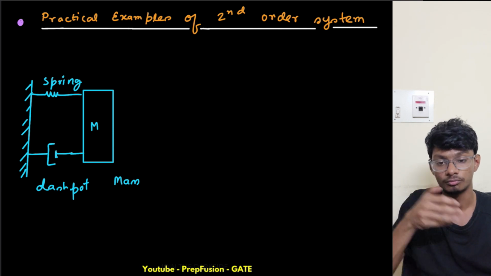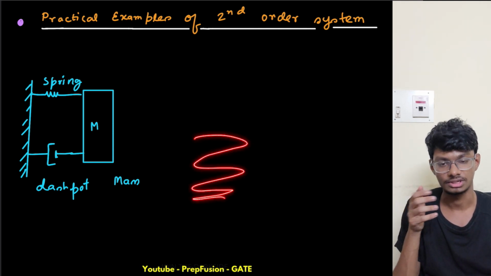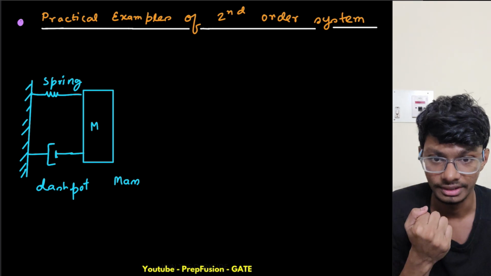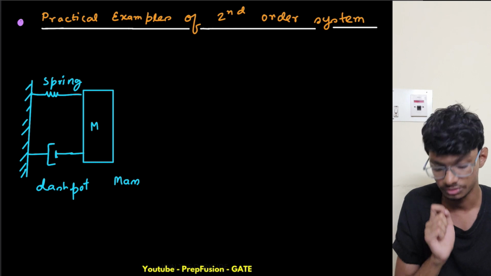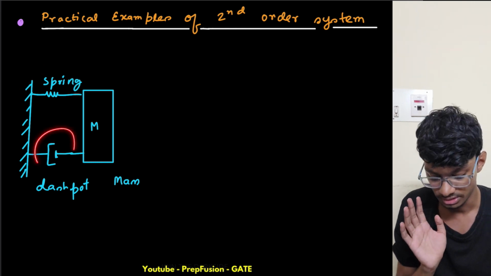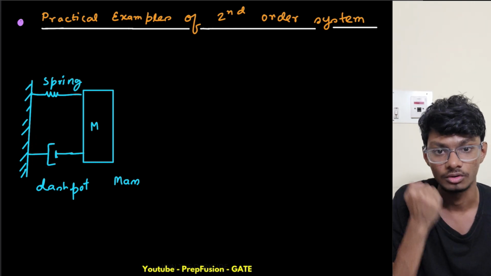But what is happening before that? Some oscillations are happening. Now the main thing is to reduce those oscillations, right? To reduce those oscillations we use the concept of damping. This dashpot helps us reduce the oscillations.